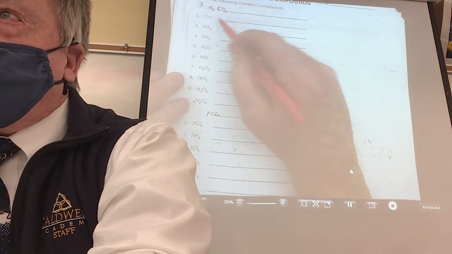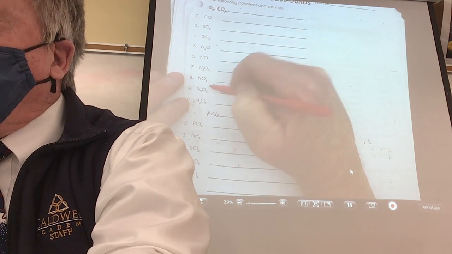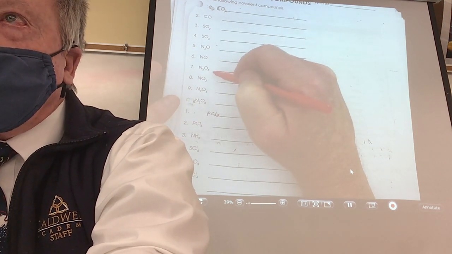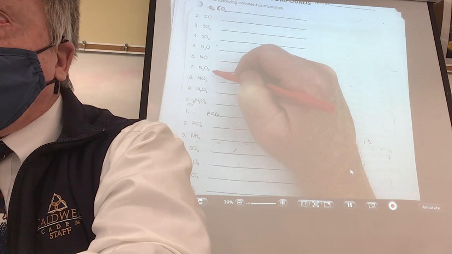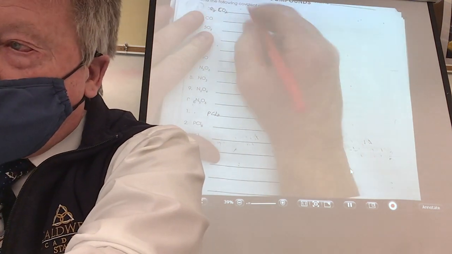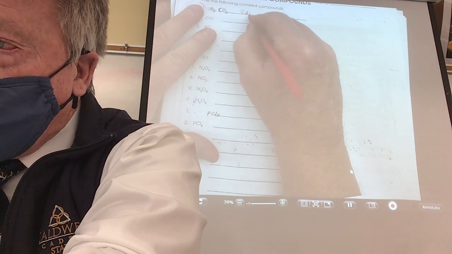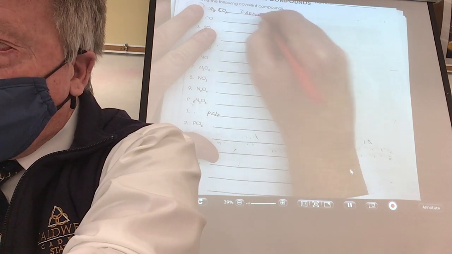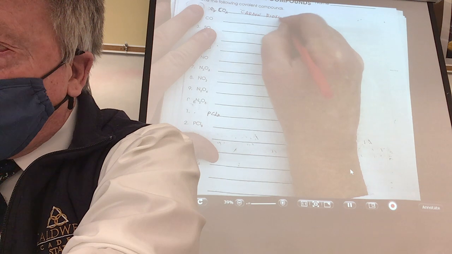All of these are two nonmetals. Is that correct? Are all these two nonmetals? Then it will end in IDE, and you will look at the subscripts. All right, Hayden, give me the first one. Carbon dioxide. Yes, carbon dioxide.